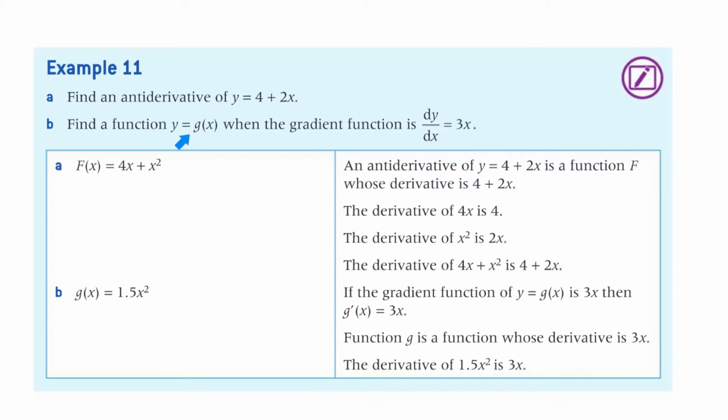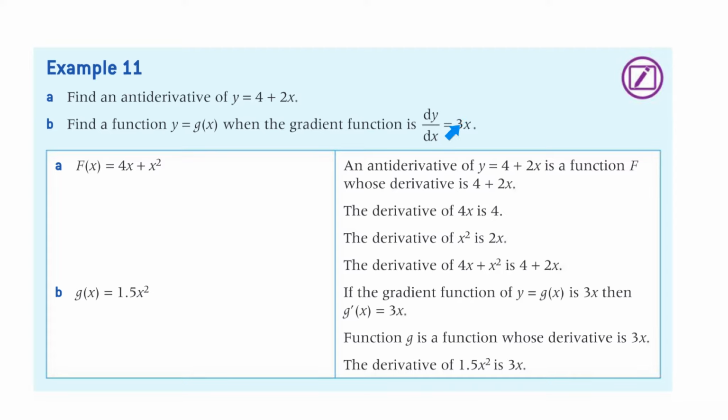B. Find a function y equals g(x) when the gradient function is dy/dx equals 3x. Well, that's the derivative. And if that's the derivative, we just have to go back the other way. How did we get to 3x? What function would we differentiate to get 3x? Well, you could think, maybe it's x cubed. But if it was x cubed, the derivative would be 3x squared. Well, it's not 3x squared, it's 3x. If this is x now, the actual function that we differentiated must be an x squared. So we must have brought down a 2.